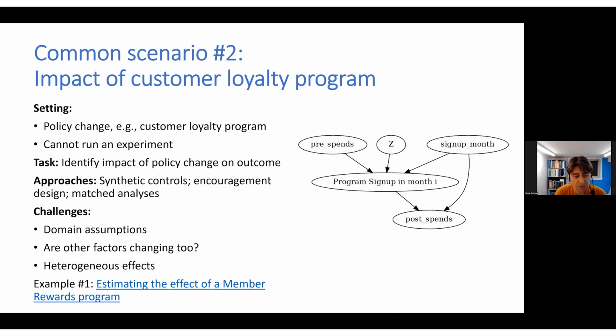There's a number of methods that people can deploy here: synthetic controls, encouragement design analyses, matched analyses, and our library helps you run all the appropriate ones for your problem and come up with an estimate of what really the impact of the loyalty program, of the policy change, was.